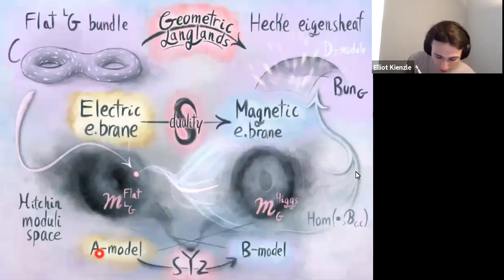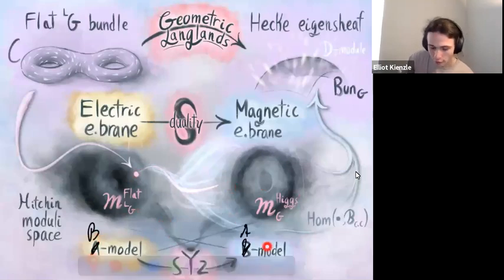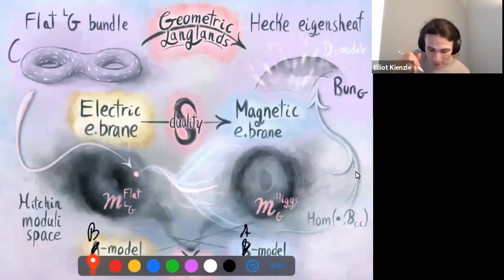And again, it sends the A model. Oh, I mixed these up. That should be B, and that should be A. It sends a B model here over to the A model on this guy. And what's cool is we showed pretty easily that this was an electric eigenbrane.